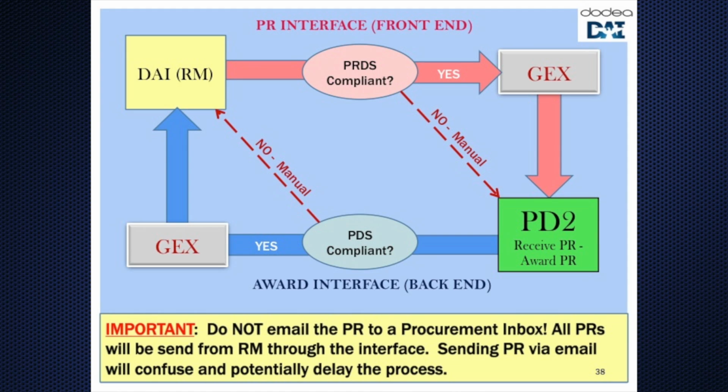Also, if you have an urgent requirement, you can submit the PR package to RM, but I would recommend you immediately call the contract branch head and say, hey, look out for this. It should be automatically flowing to you. I just submitted the PR package to you. It's urgent. Please let me know when you get it. So you can add a little urgency to it. The branch head will then be on the lookout. They'll be aware that the PR is coming.